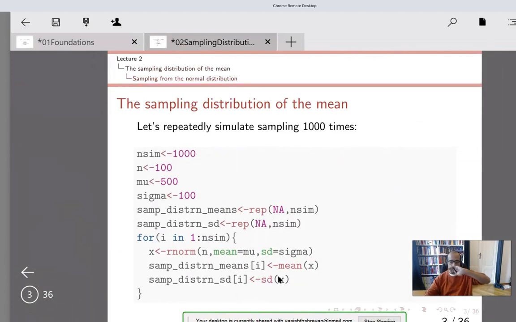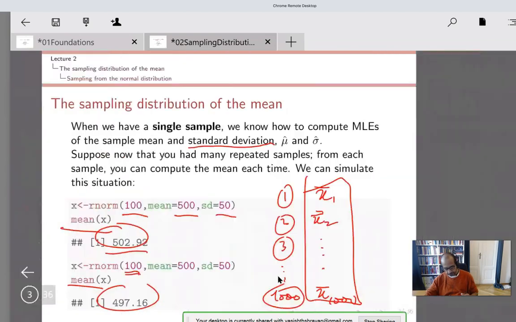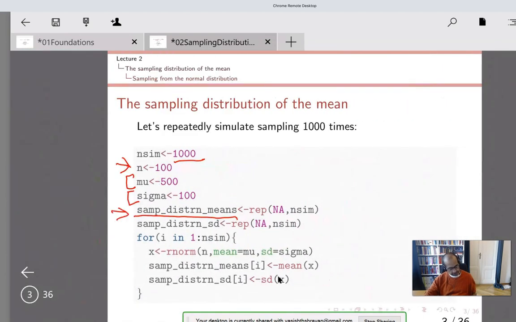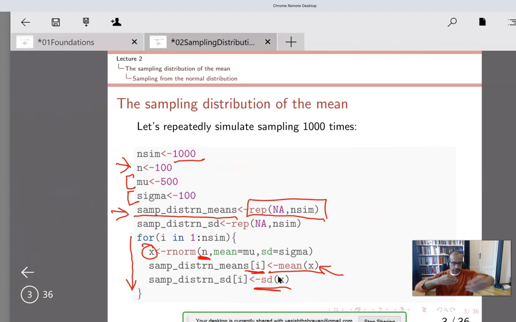So here's what I've done now. I've done 1000 simulations, sample size 100 each time. The true mean is 500, the true standard deviation is 100, and I'm going to store the vector of means in this vector here called sampling distribution of means. I've created an empty vector containing 1000 cells, and then I run the simulation 1000 times using this for loop. I take a sample of size n, which is 100, and I compute the sample mean and store it in the ith cell of my vector. I've also stored the standard deviation just for fun. But what I really am interested in is the distribution of means under repeated sampling.